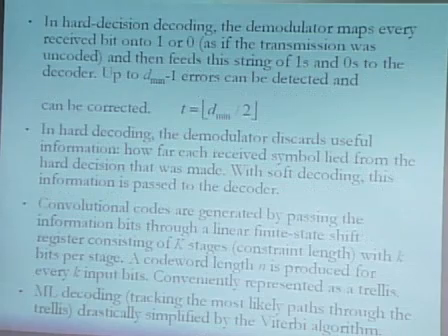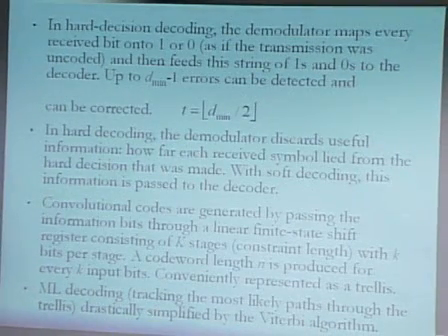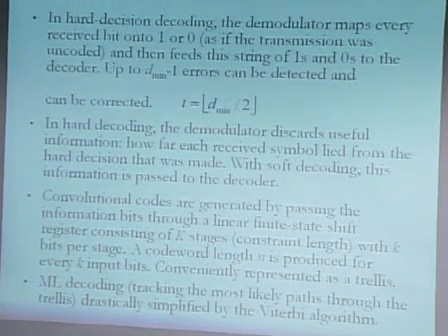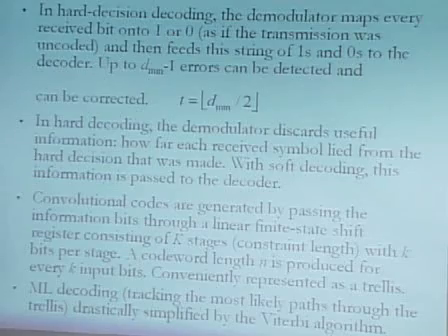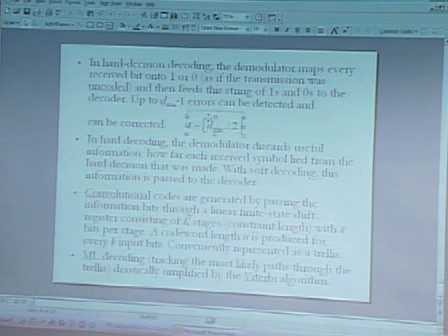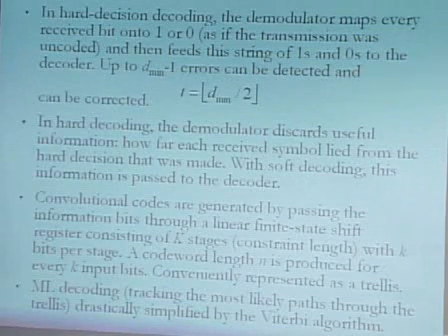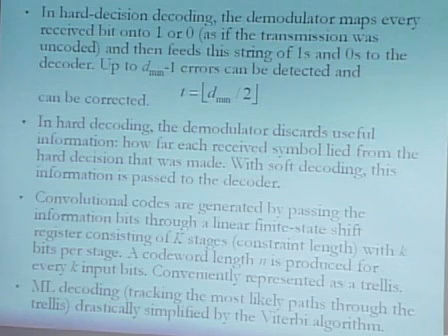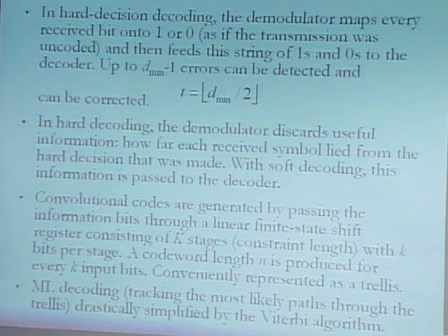In hard decision decoding, the demodulator just maps received signals into ones or zeros and sends those to the decoder. We can detect up to dmin minus 1 errors. We can correct up to t, which we now know is dmin minus 1 divided by 2, rounded down. So correct that for yourselves. Now in hard decoding, the demodulator is discarding useful information, which is essentially how far each point was from the corresponding point in the constellation. So with soft decoding, this soft information is passed onto the decoder. Okay, so generally these are going to be superior.